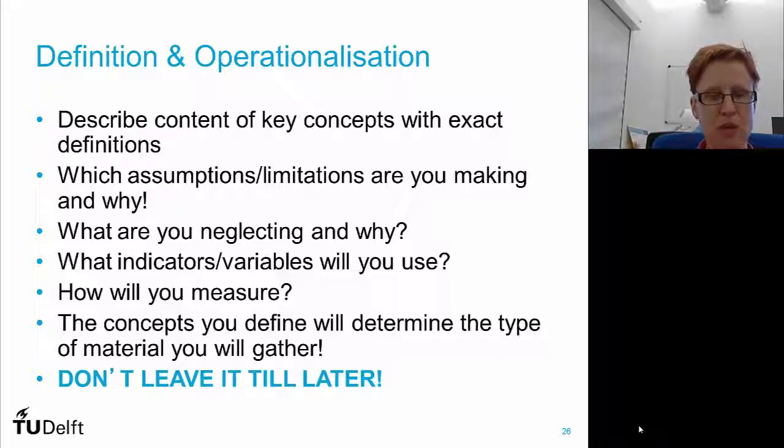And all these concepts and definitions, and the operationalization of it that you define and put down on paper, helps you determine the type of material you will gather, but it also helps you make sure that everybody's on the same page. If you leave it till later, you get confusion and people go, but I thought you were studying this. No, but I meant that. And that way you're sure that everybody's on the same page and you don't waste time in your research. So this sort of completes the conceptual research design.